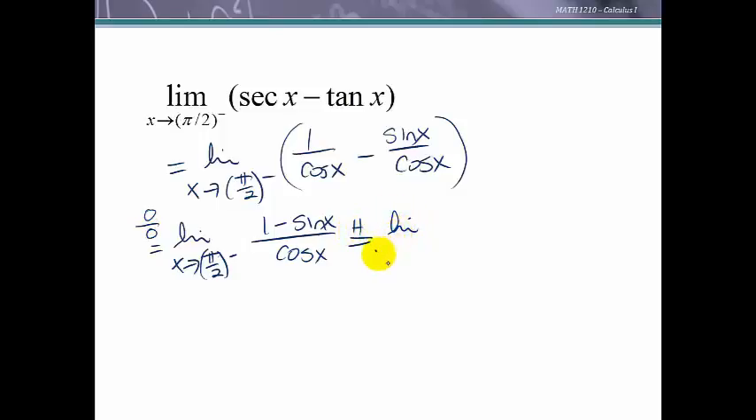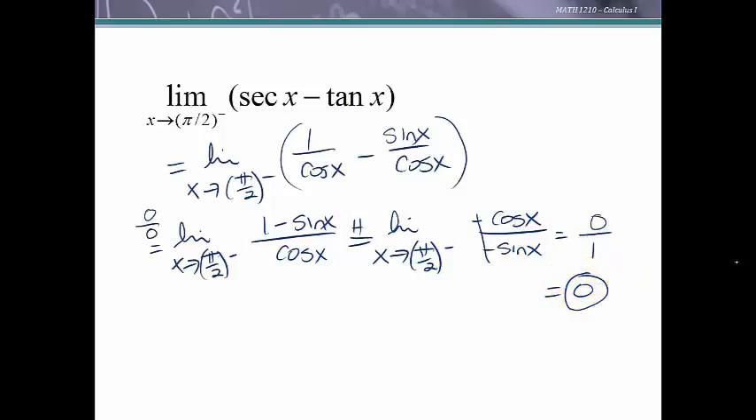By L'Hopital's rule, then, we have the limit as x approaches pi over 2 from the left-hand side of the derivative of the numerator, which is negative cosine x, and the derivative of the denominator, which is negative sine x. And we now can directly evaluate, because the cosine of pi over 2 is 0, but the sine of pi over 2 is 1. So it looks like our limit is 0.